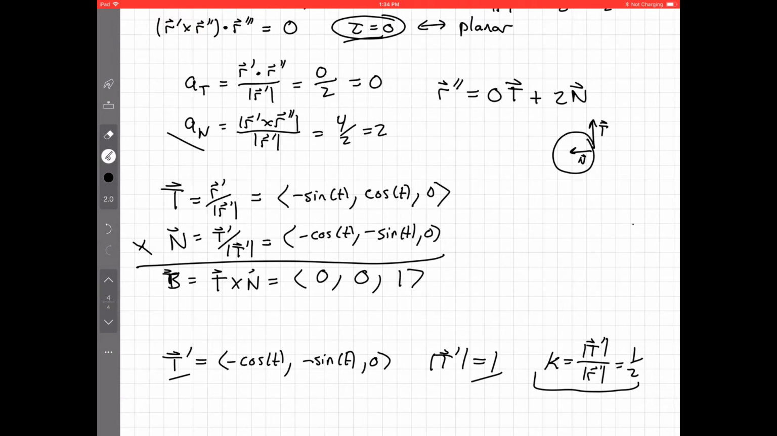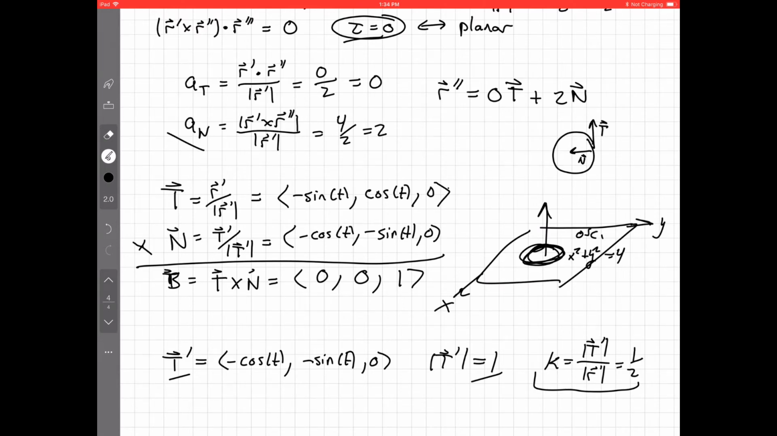It's the k vector. And that, again, isn't surprising because the circle that we're talking about here is a circle in the xy plane, which is also its osculating plane, and so the k vector is perpendicular to that. It's a planar curve, so the binormal is constant. That tells us that we have a planar curve, right? Constant binormal is the same thing as having a planar curve.